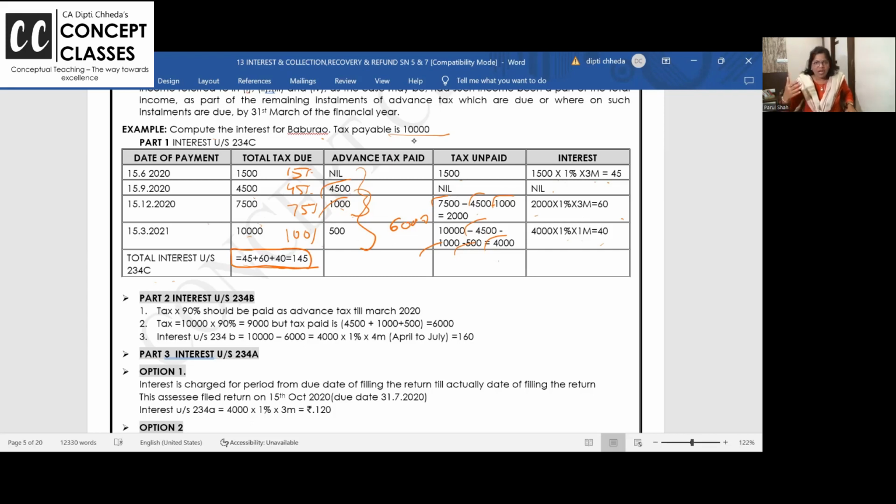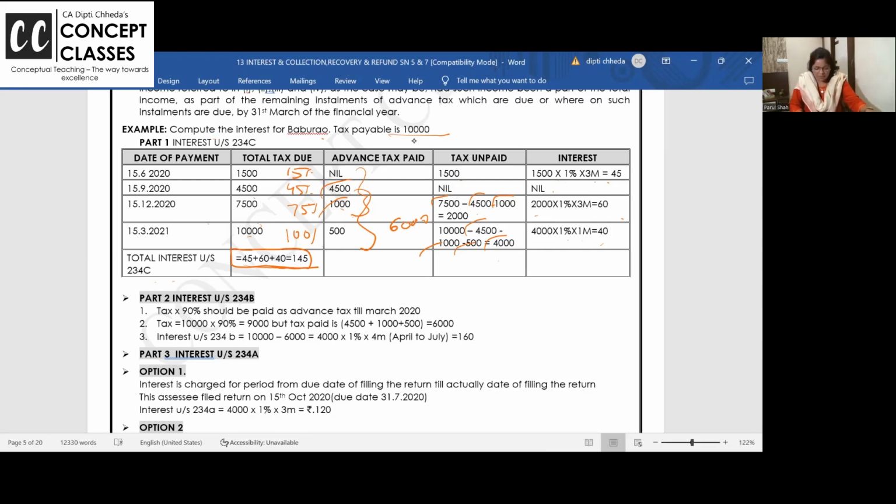If you pay extra, you don't get refund or interest from government. If you pay less, government will charge interest. Clear? Dekho. Ask me. This topic is absolutely same. You can share this video with your juniors who are doing advance tax and interest. It comes after return, at the end, and is a very important topic. Problems, we'll do it tomorrow so that you apply all this.